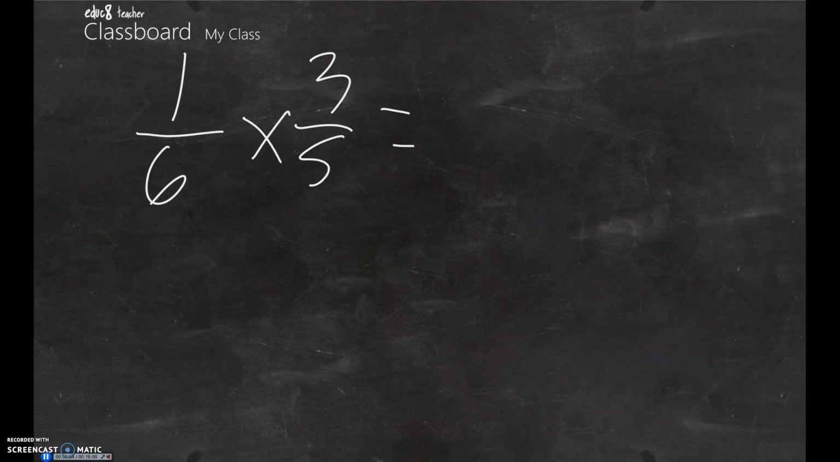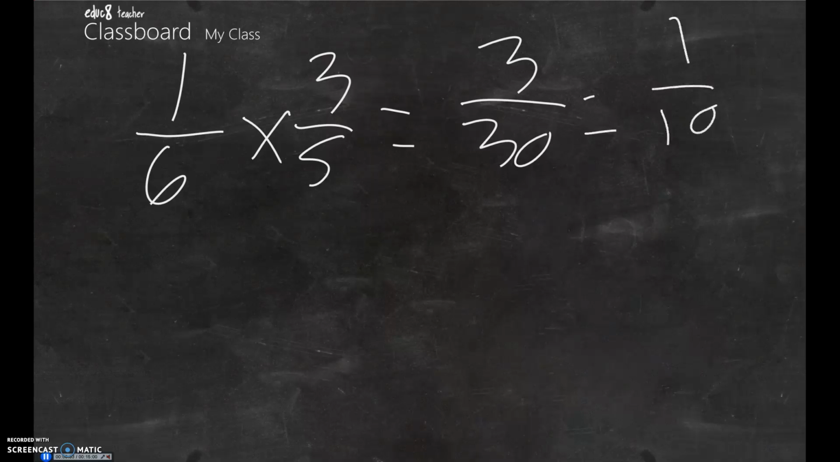We go 1 times 3, which is 3. We go 6 times 5, which is 30. What can this reduce down to? 1/10. Okay, what we're going to be learning about today is how to reduce these before we actually multiply.